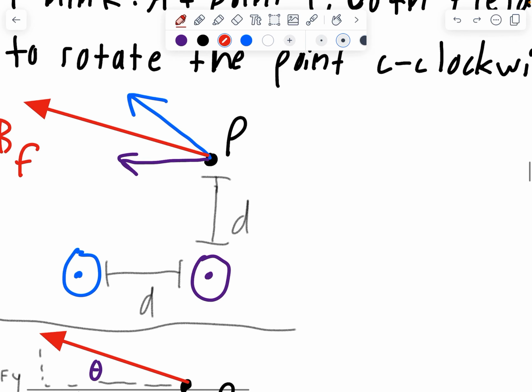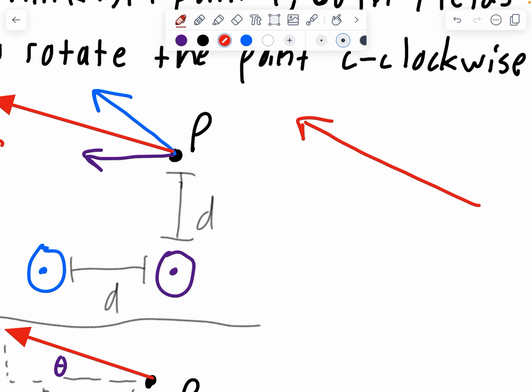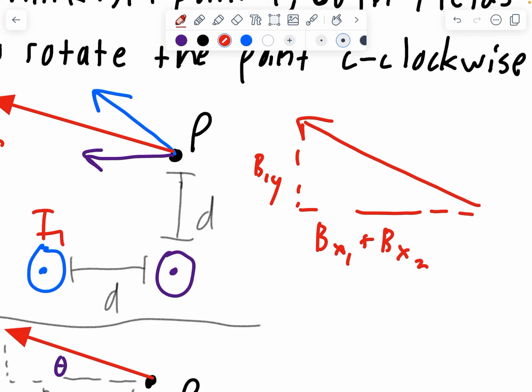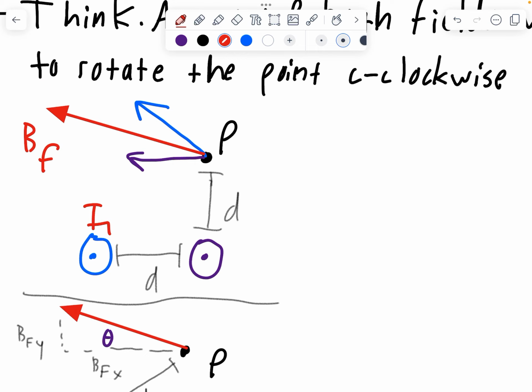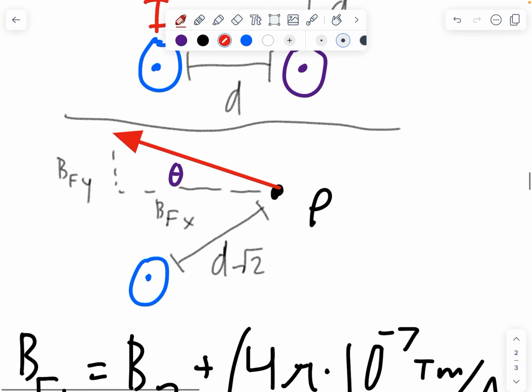So I hope you can see that BF triangle, and it'll have components. I guess the only Y component will be from I1, I'll call it B1Y. But then this X component will be from both wires. I'm explaining this a lot because it took me a little while to understand myself, so I guess I'm also explaining it for myself here.